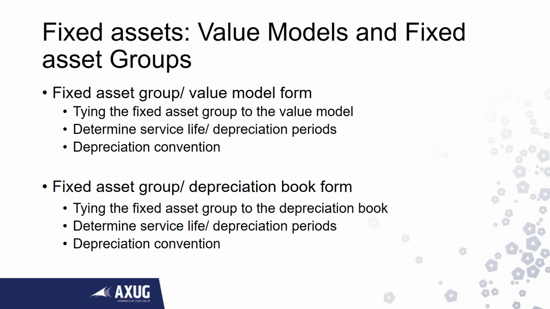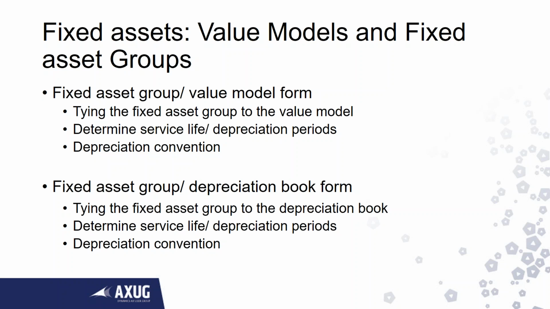Now, I wanted to get into this form as well. There's two different forms that need to be set up. They're called the fixed asset group value model form and also the fixed asset group depreciation book form. So to start off with the first one, this can be only accessed if you're in the fixed asset group form or the value model form, and it kind of ties the fixed asset group and the value model together. So in this form, you would decide which fixed asset group is tied to which value model, and also determine the default service life and also default depreciation periods.